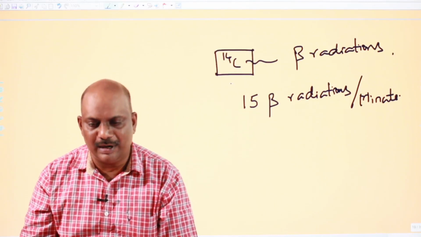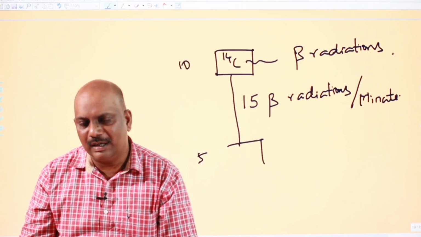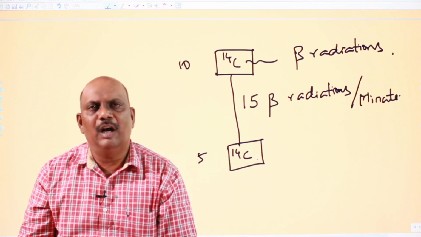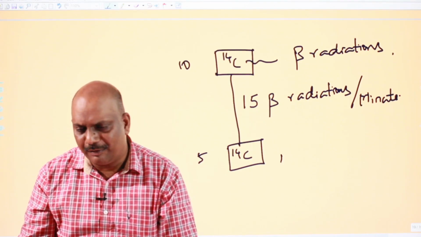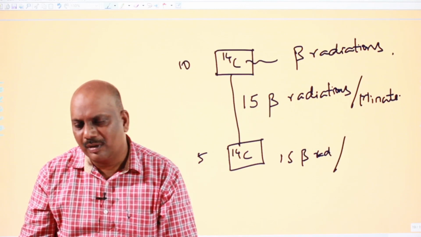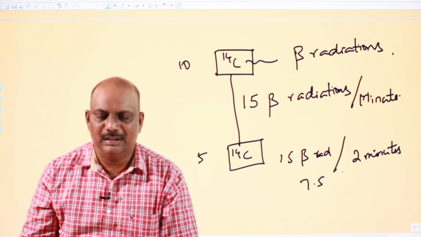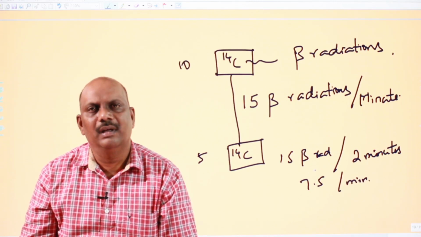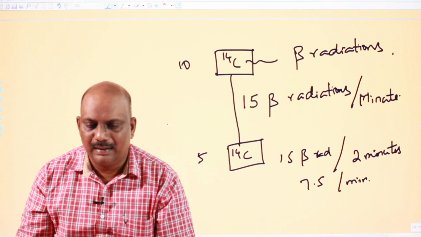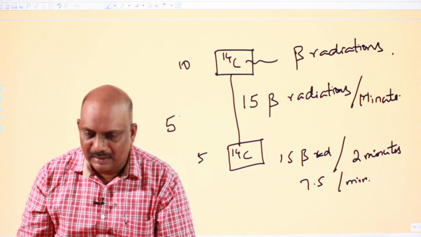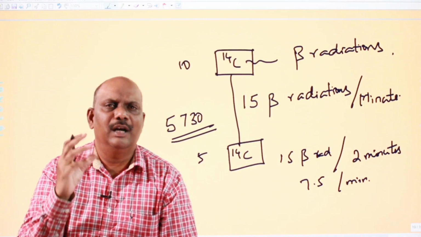When half of the C14 gets consumed, suppose there are 10 units and half gets reduced, then it will not be in a position to emit 15 beta radiations in a minute. It can emit 15 beta radiations in 2 minutes, or 7.5 per minute. The half-life of radioactive carbon is known actually. It takes 5,730 years for half of the radiocarbon to decompose.